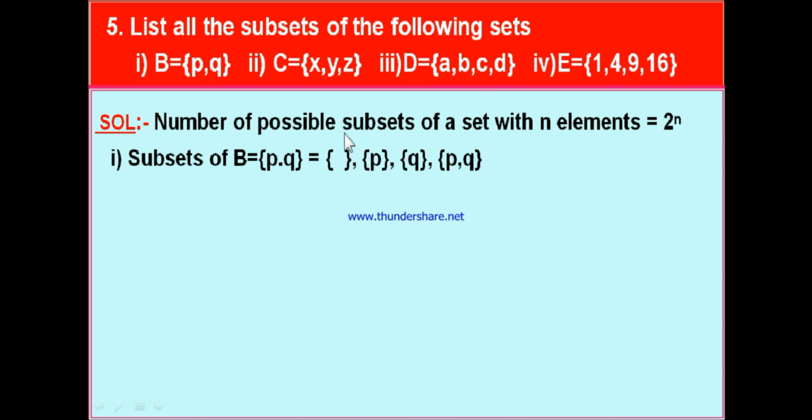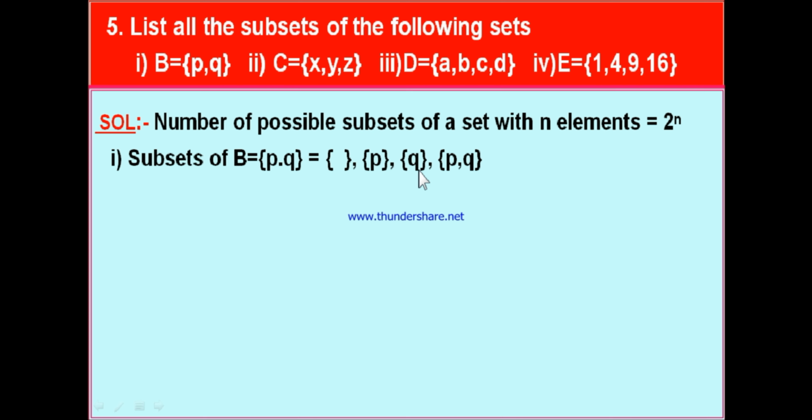These are the four different sets which are subsets of B. This is an empty set. Empty set is always a subset of any set. P. This P means in this set P is an element. Since all elements of this set are also elements of B, this is a subset of B.